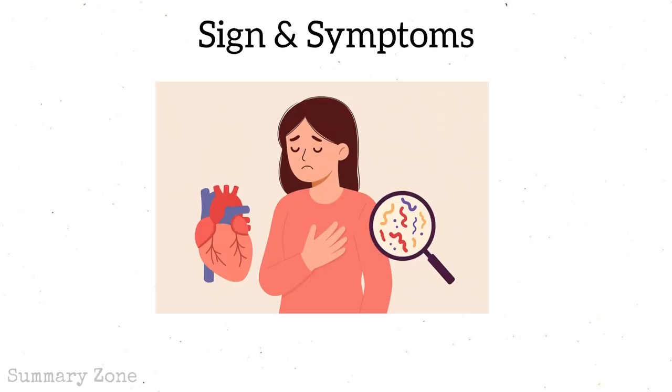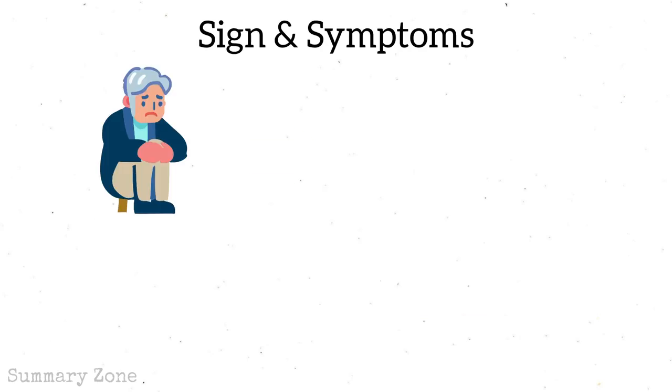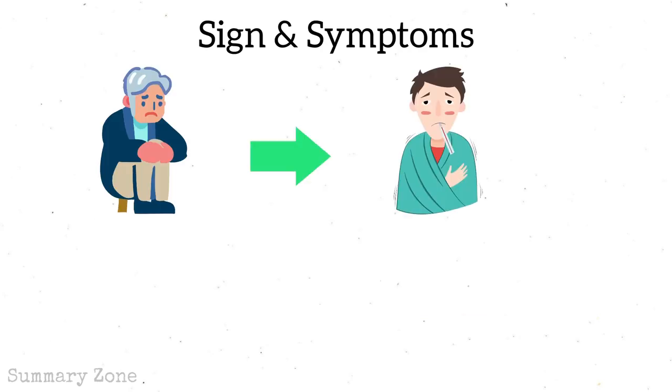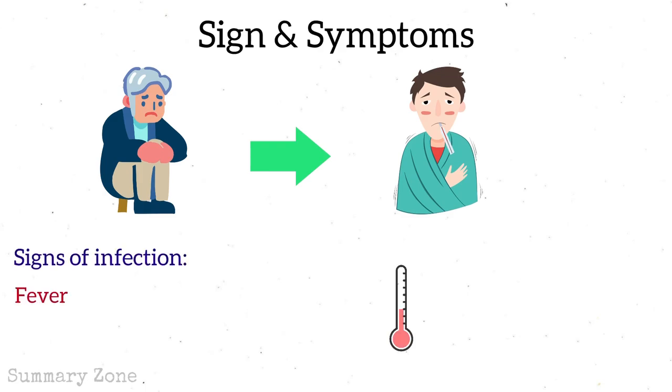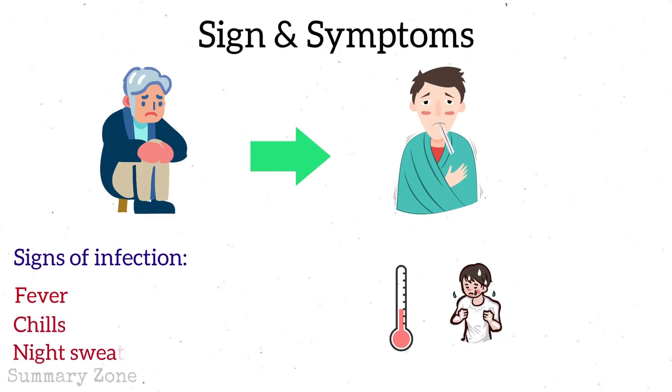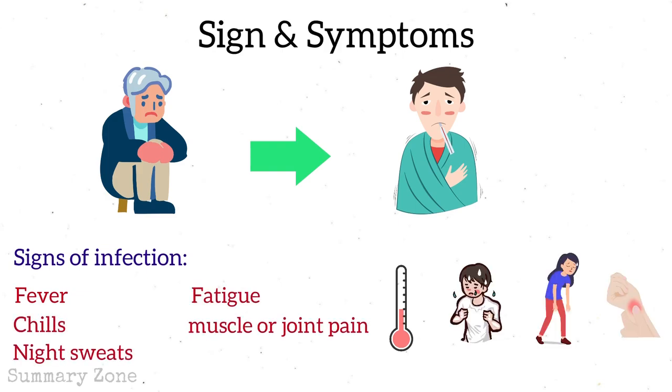The signs and symptoms. The presentation of infective endocarditis can be tricky because it can range from a subtle, slow-burning illness to a sudden and severe crisis. The signs and symptoms are a direct result of the infection, the damage to the heart, and the body's reaction to it. First, the general signs of infection. The most common symptom is an unexplained fever, which can be accompanied by chills, night sweats, fatigue, and muscle or joint pain, myalgia and arthralgia. Patients often just feel generally unwell.